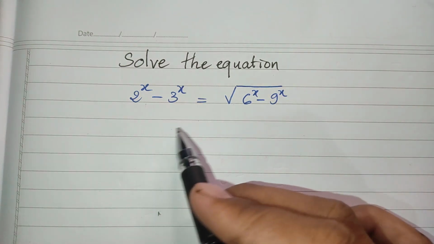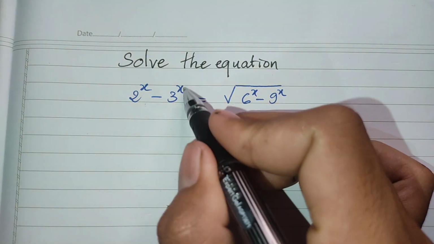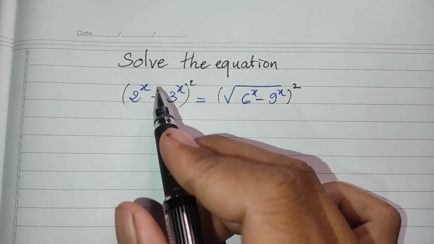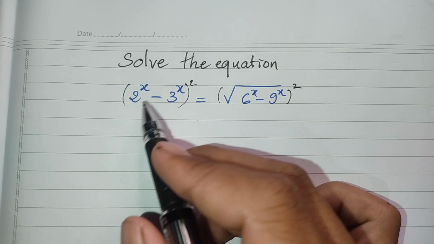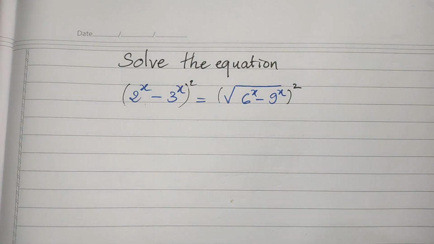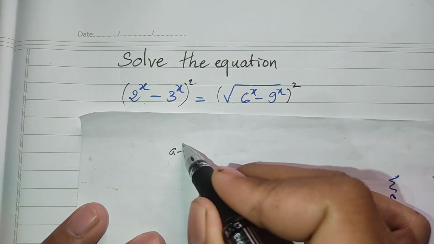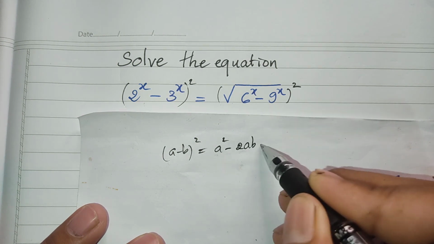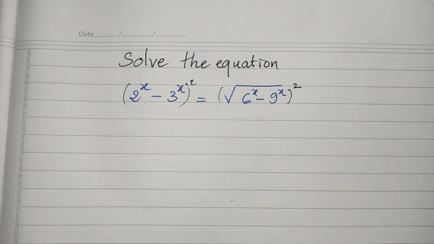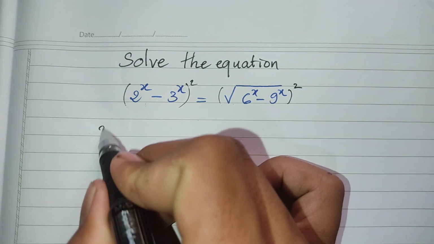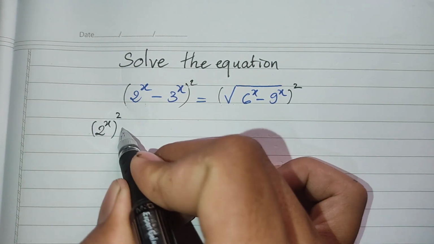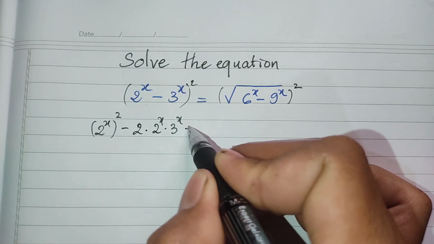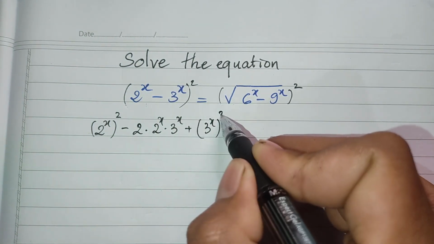See our question, this has square roots. So now I'll raise both sides of this equation to the square. We can use the formula that (a minus b) all squared is equal to a squared minus 2ab plus b squared. So we get (2^x) all squared minus 2 multiplied by 2^x multiplied by 3^x plus (3^x) all squared.